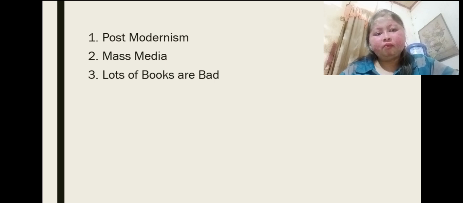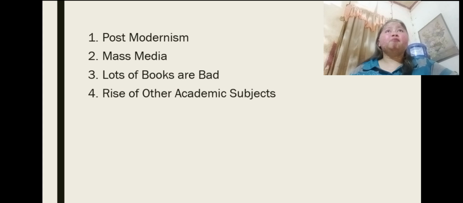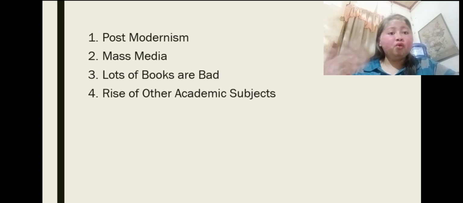Next is the rise of other academic subjects. I don't know if my interpretation about this challenge is correct, but before, there was only the English subject that actually handled the universal language. So all we had to worry about when it comes to reading was actually our vocabularies.